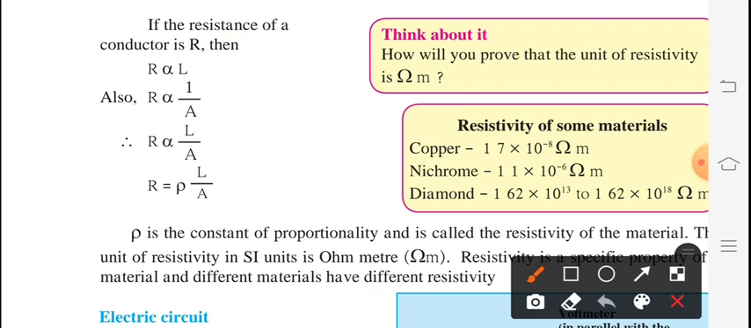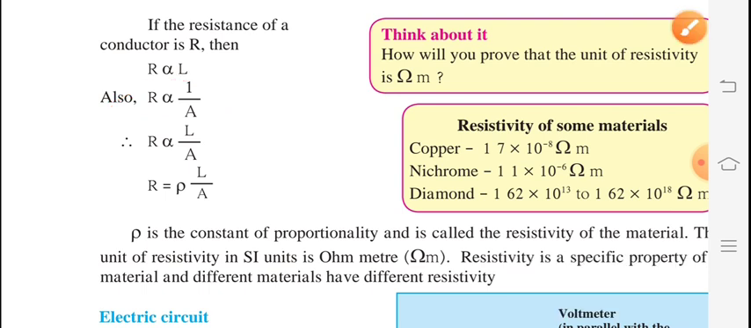And resistance is inversely proportional to its area. Why? If area increases, then its resistance decreases. If area decreases, resistance increases. So hence they vary inversely with each other.